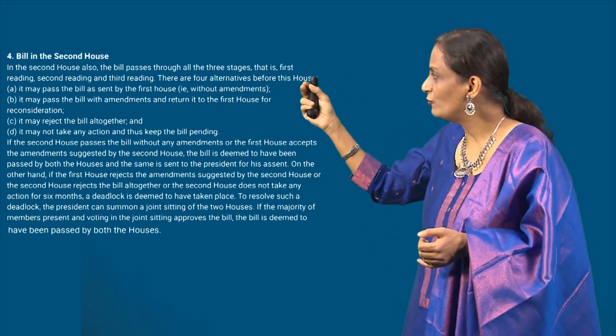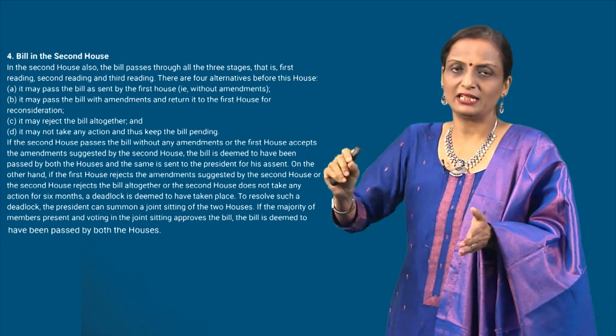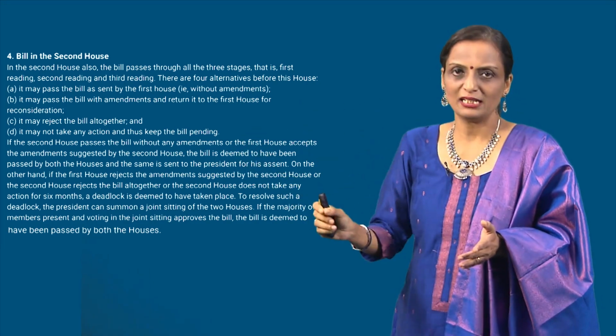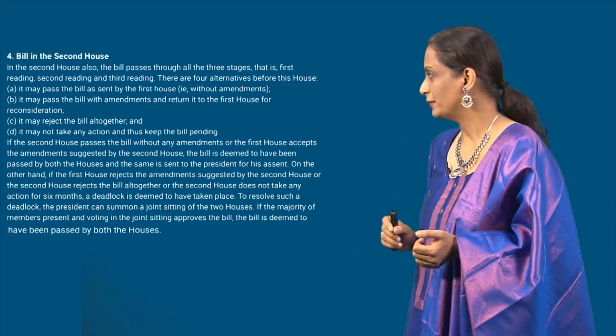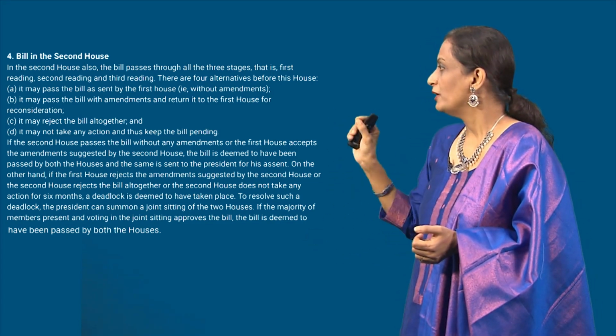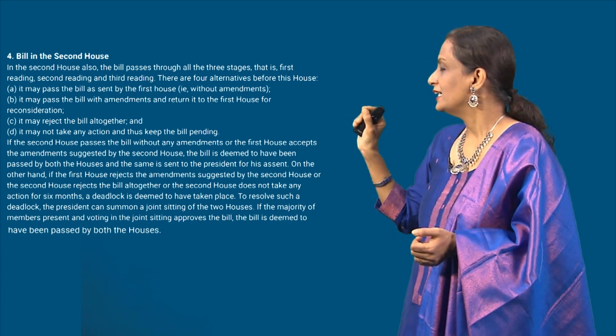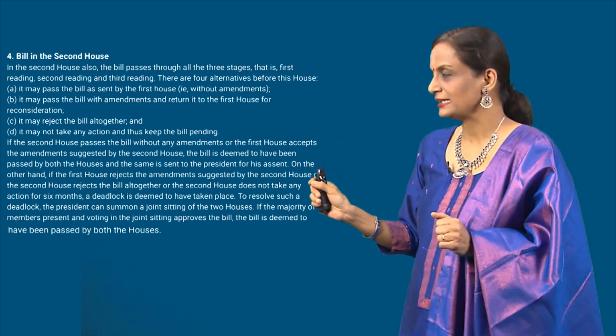So, if you see the first 2 stages, that is passing the bill as it is or passing the bill with amendments, it can be accepted by both the houses of the Parliament. But then it is only pending with the President's assent.